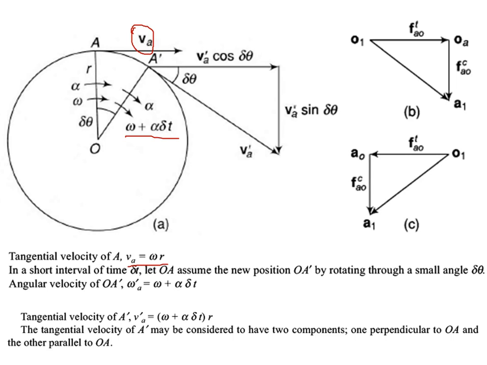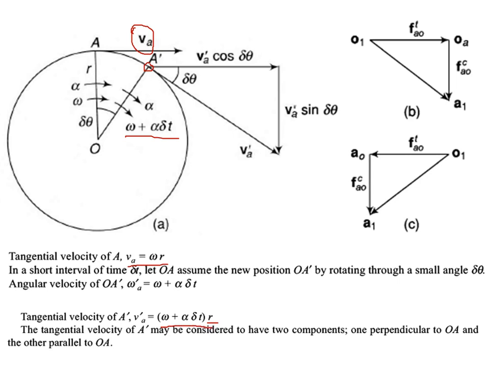In the same way, if you want to get the tangential velocity of point A dash, VA dash becomes omega plus alpha del t. This is the new angular velocity, multiplied by the length. The length r is the same, it is not going to change, because OA or OA dash, their length is the same. So it is omega plus alpha del t into r.